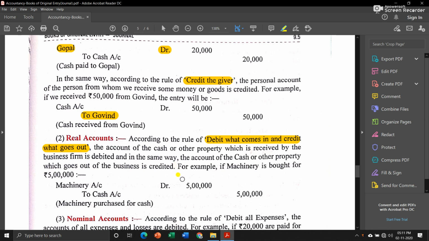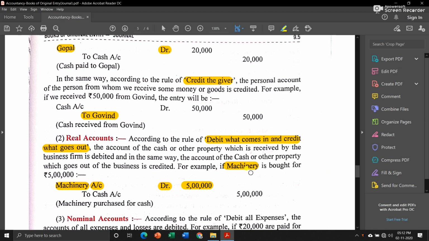While we were discussing about this traditional approach and modern approach, we saw that all the assets except for bank and debtors account, all other assets accounts are nothing but real account. So when we take example of machinery, okay, it is one of our asset, and if we purchase machinery, that means it is coming inside our business. So according to the rule of real accounts, debit what comes in. Since machine is coming inside the business, we will write machinery account in the debit one. And since this is not a personal account, we have to write AC in front of machinery, okay, and debit 5 lakh rupees.